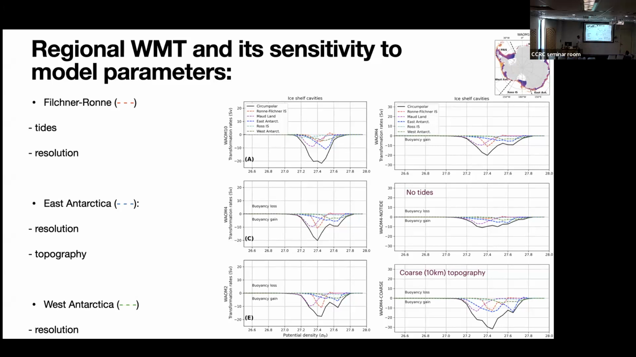So pretty much what these results show us in the Filchner-Ronne, the red dashed line, is that the resolution is quite important, but the tides are even more important. In East Antarctica, resolution is also quite important, but the topography is important for some areas, and I'm going to show later where. And in West Antarctica, resolution, as I mentioned before, affects the cold biases. This is the change in resolution and the change it made for circumpolar deep water inflow towards the shelf. That's the biggest factor for the West Antarctica water mass transformation sensitivities.